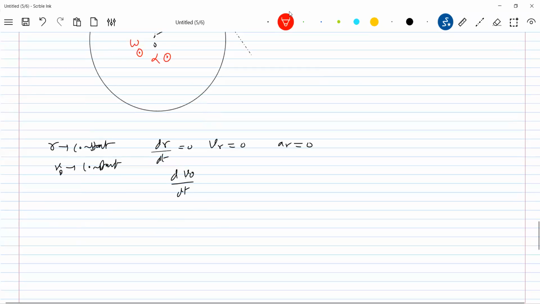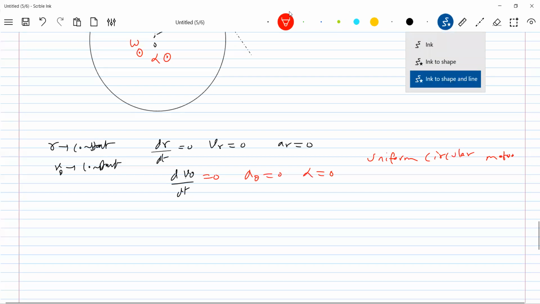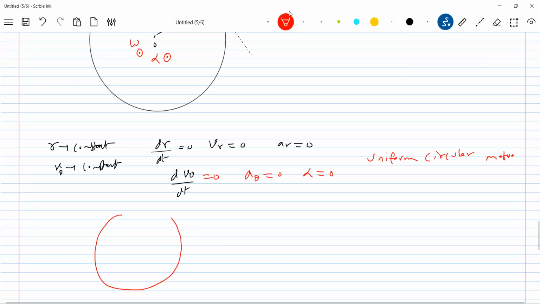Okay, fine. So this will be V theta. This will be 0. So if V theta is constant, definitely what will happen? The A theta will be 0. If A theta is 0, alpha will be 0. So from this we can conclude it's a condition of uniform circular motion. How will that motion occur? The particle moves with a constant speed at all the points.